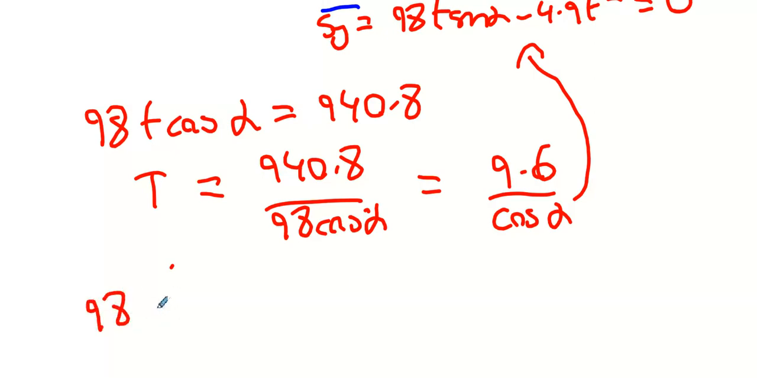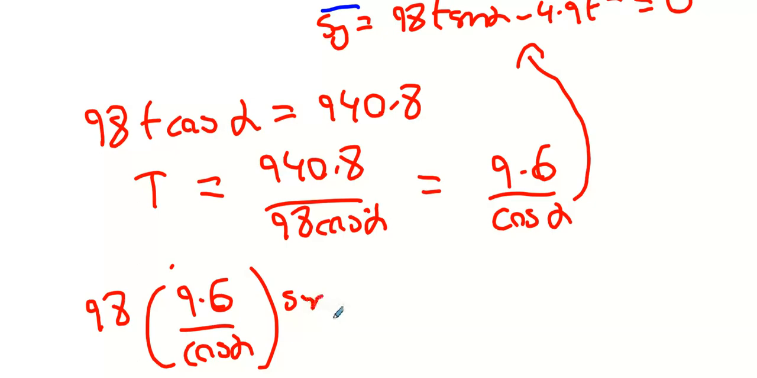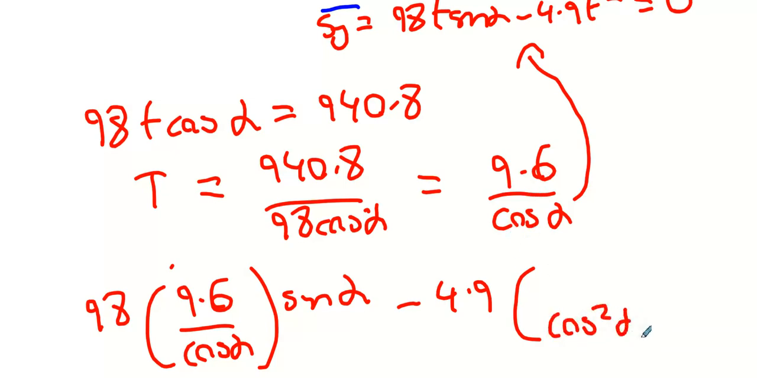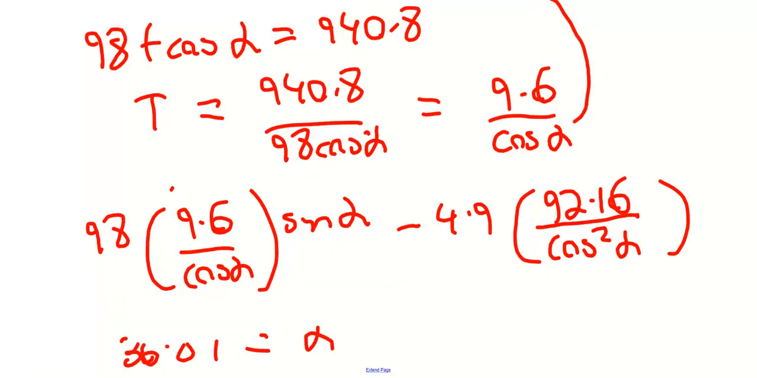98t, which is 9.6 over cos alpha, that's sine alpha here. And then minus 4.9 t squared. What's 9.6 squared, anybody? You can help me out. 92.16, is it? Ouch. Now, here's what we're going to do now.